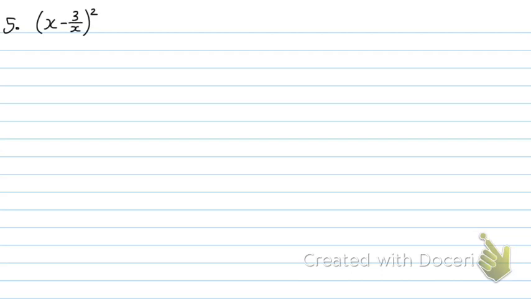Number 5. X minus 3 over x, squared. So again, I can write the bracket twice, or I can use the shortcut. First, let us do the bracket twice. So I'll write it out twice, x minus 3 over x. Alright, then I take the first one, multiply it with both. x times x is x squared. It's the FOIL rule. x times negative 3 over x is negative 3x over x. Negative 3 over x times x is negative 3x over x.